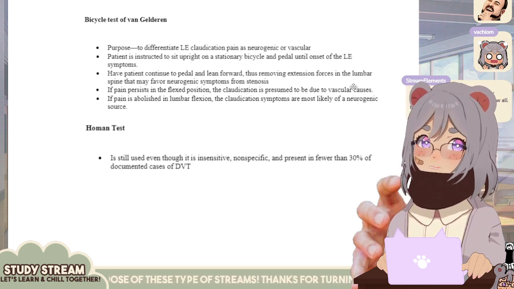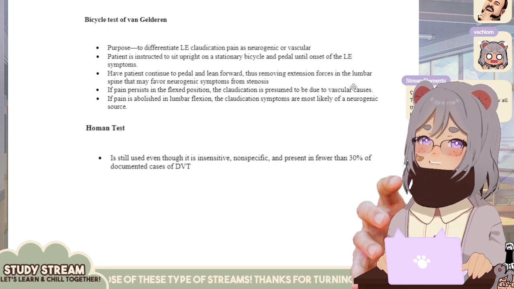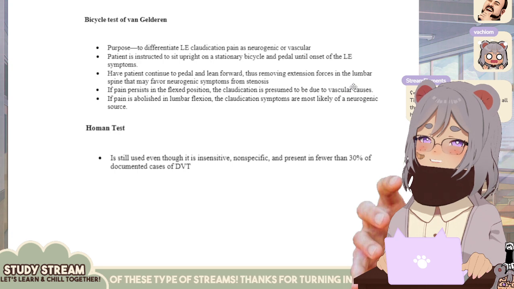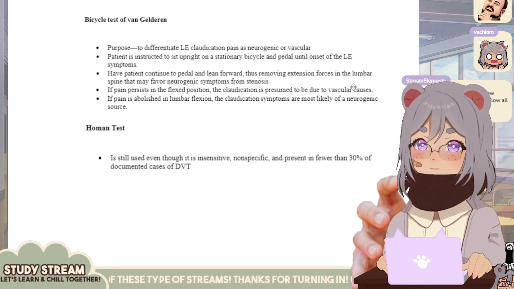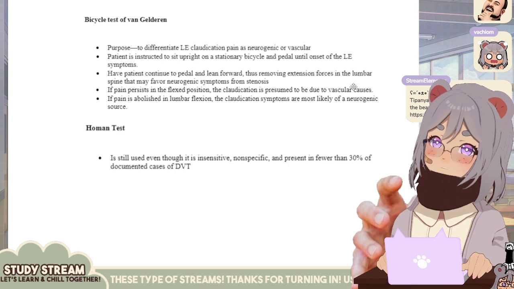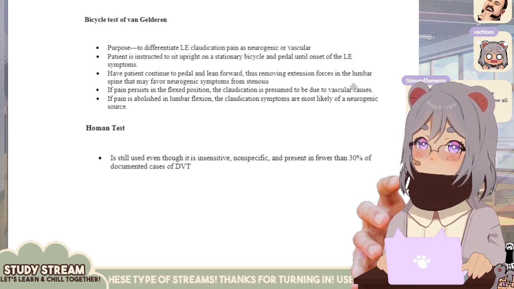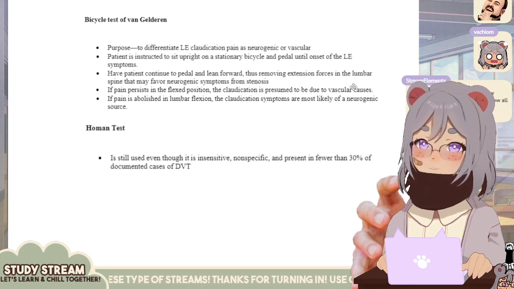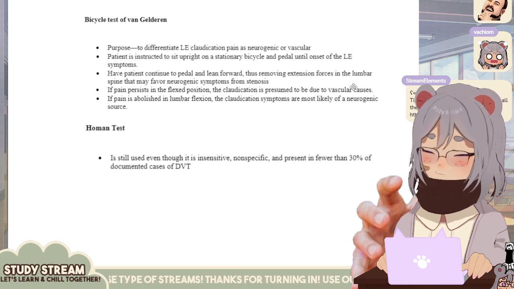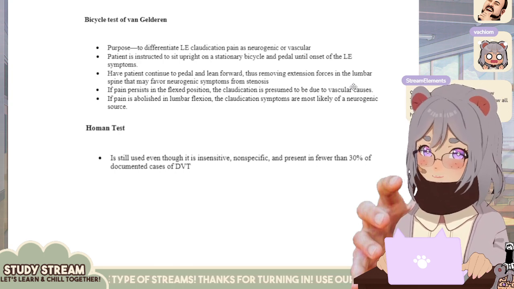To check, there's the bicycle test of van Gelderen. The purpose of that is to differentiate lower extremity claudication pain as either neurogenic or vascular.